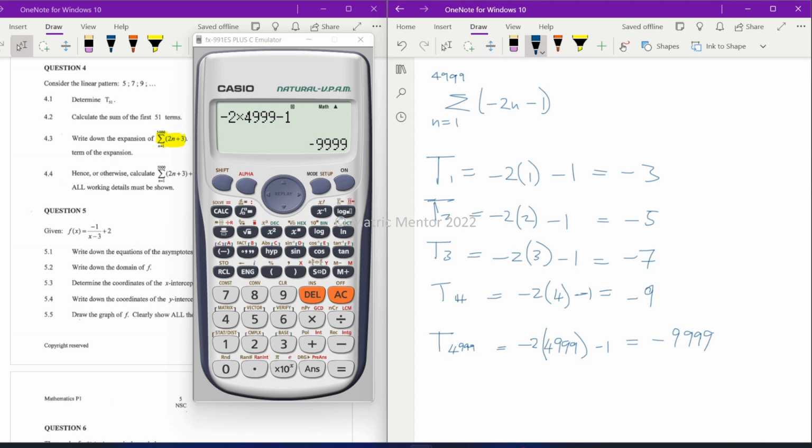Okay, so let us calculate what this equals. -2 times 4999 minus 1 equals minus 9,999.